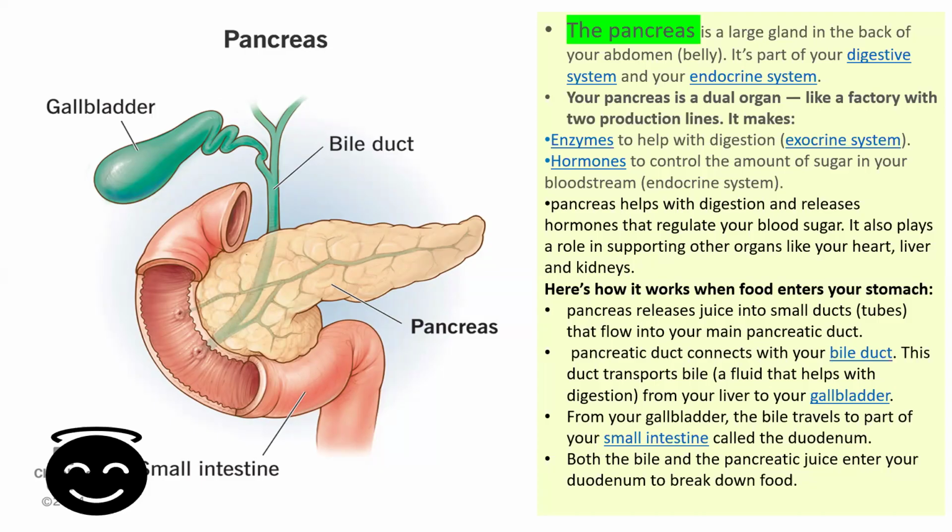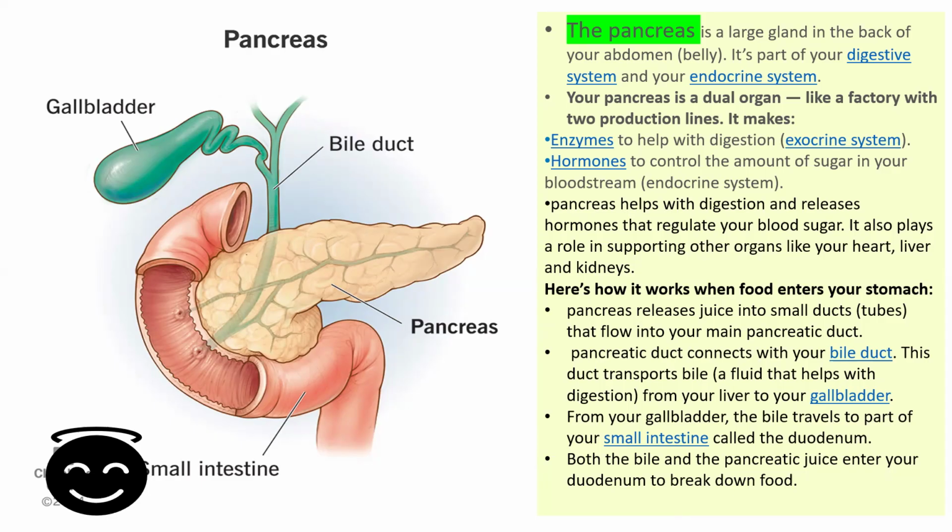In the exocrine system, it releases different types of enzymes which help in the digestion of food. In the endocrine function, it releases hormones to control the amount of sugar in your bloodstream. So it has a dual function. The pancreas helps with digestion with the help of enzymes and releases hormones that regulate your blood sugar. It plays a vital role in supporting other organs also, like your heart, liver, and kidneys.